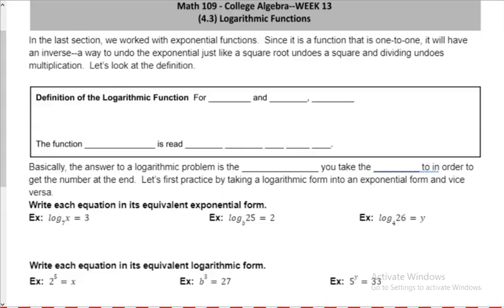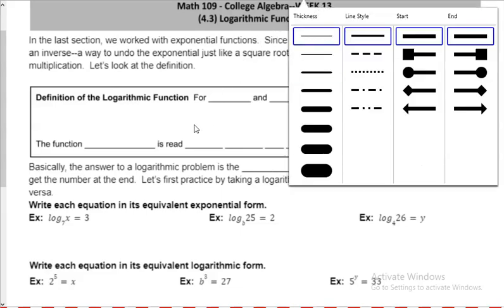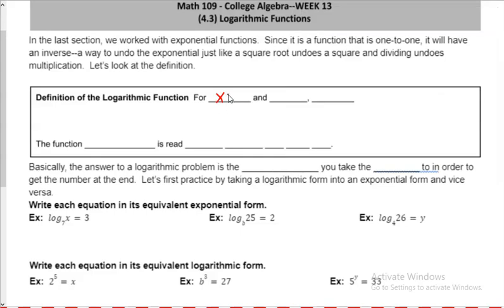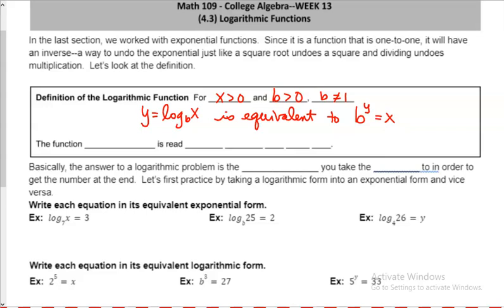And so for the value of x greater than 0 and any b greater than 0, where b is not equal to 1, then we get this. We get y is equal to log base b of x is equivalent to b to the y equals x. So this is going to give us the definition of how these things are related.